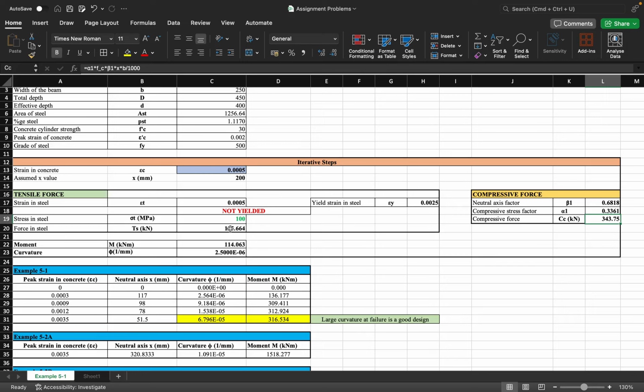Yes, sir. Okay. And the value of Ts is 125, so we need to reduce it even further. Let us try 150. So again, the value of Cc is higher, but it is somewhat converging. Okay, let us try 140. Okay, so we are closer. Again, let us try 130.